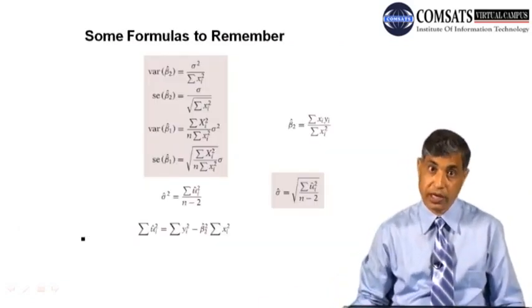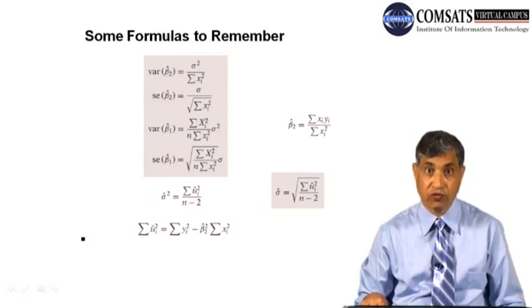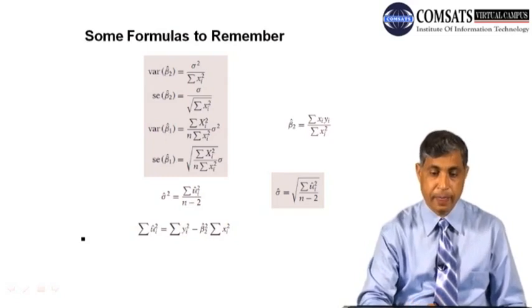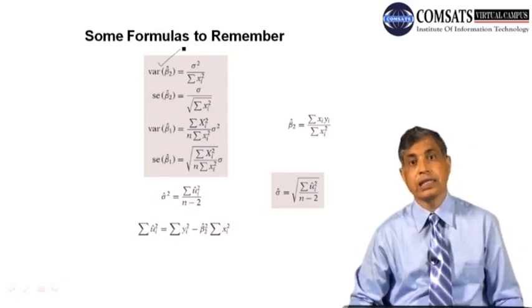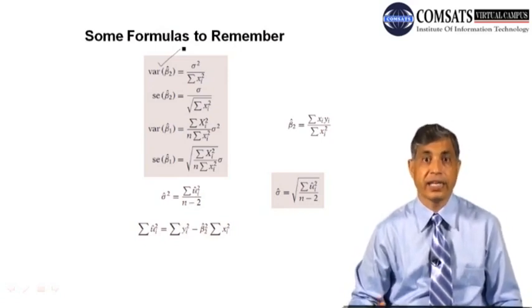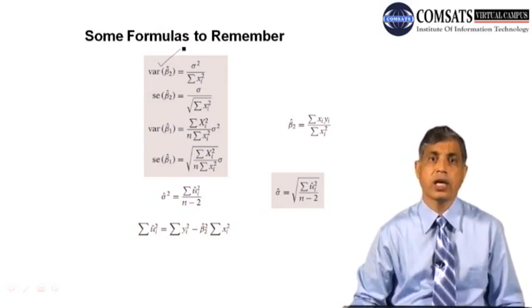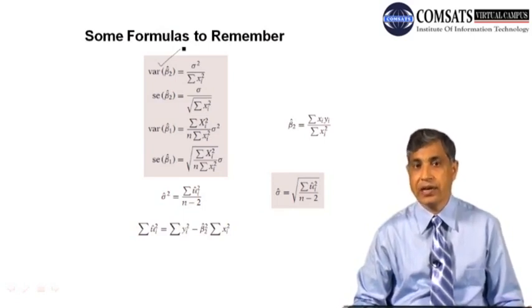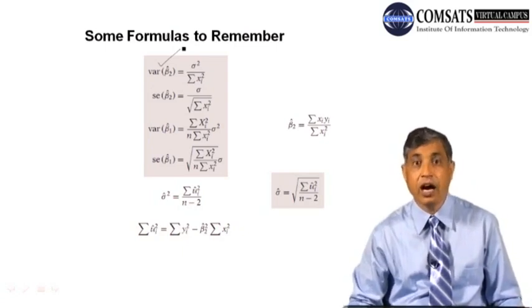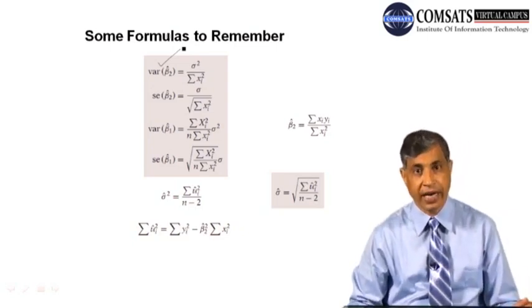Some of the formulas you should remember, because if you are unable to remember these formulas, you will suffer at a later stage, as you may be asked to find the values of some of the parameters. If you look here, this is the variance of beta 2 hat, because the standard deviation is the square root of the variance. If we are interested in the standard error, and in the previous slide I said the standard error is simply the standard deviation, then we need the standard deviation, and for that we first find the variance. So what is the variance of beta 2 hat? The variance of beta 2 hat has a different formula, and the variance of beta 1 hat has a different formula.